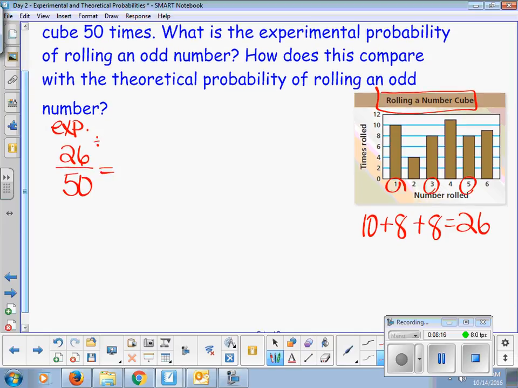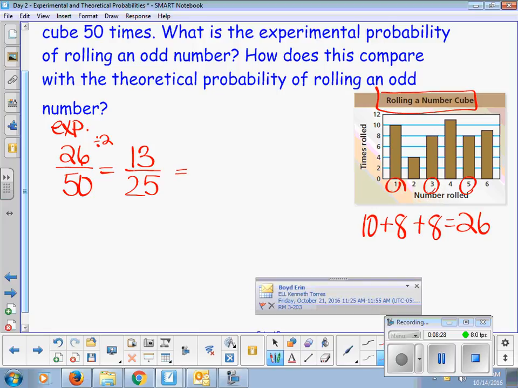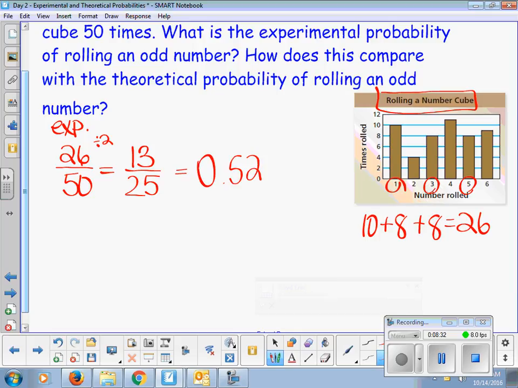If you divide by 2, 26 divided by 2 is 13. 50 divided by 2 is 25. 13 25ths as a decimal. 13 divided by 25 gives us 0.52. And that would be 52%.